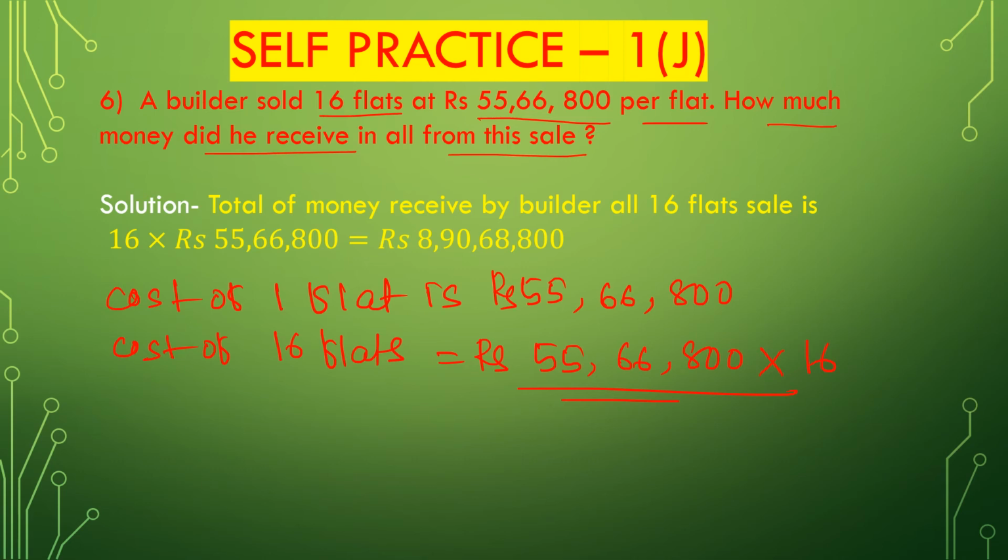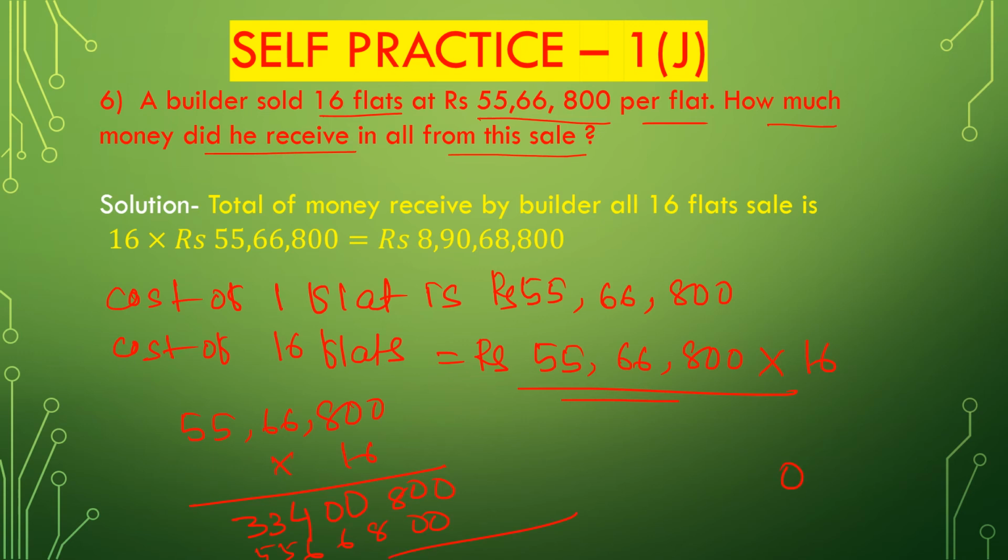How much? 55,66,800 multiplied with 16. 6 8s are 48, 4. 6 6s are 36 plus 4 is 40, 0, 4. 6 6s are 36 plus 4 is 40, 4. 6 5s are 30 plus 4 is 34. 6 5s are 30 plus 3 is 33. Then we write the second row.